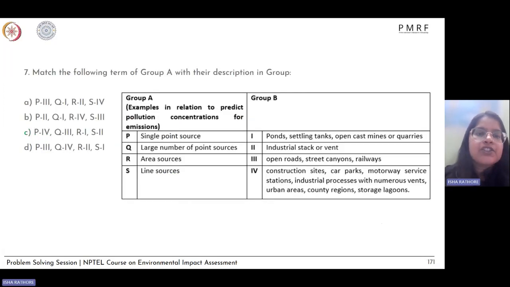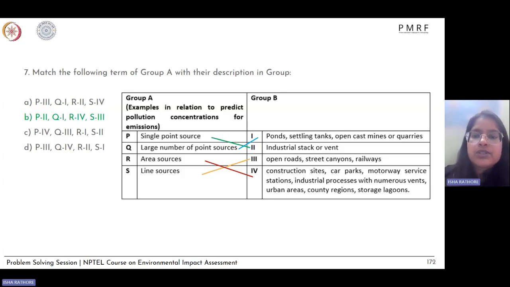Moving on, match the following terms of Group A with their description in Group B. So these are examples in relation to predicting pollution concentrations for emissions. So we have different kinds of sources and examples for those kinds of sources. The correct answer is B, that a single point source includes an industrial stack or vent. So P matches with 2.